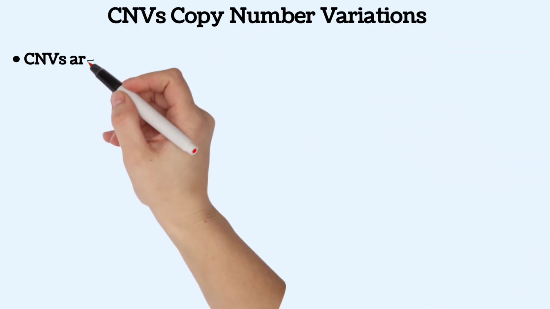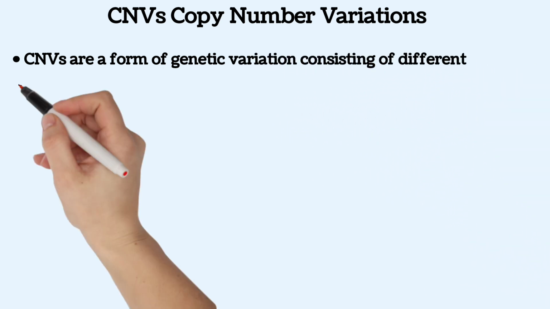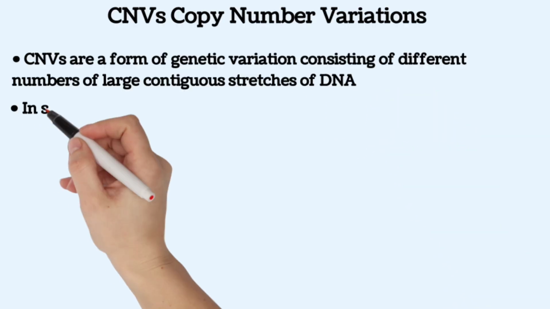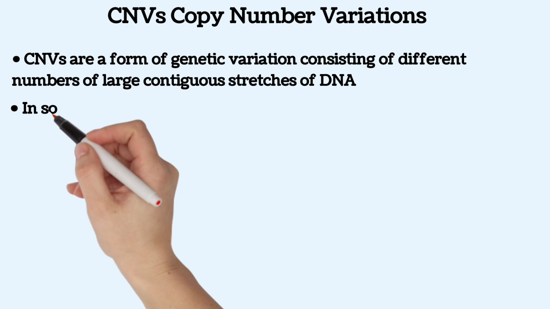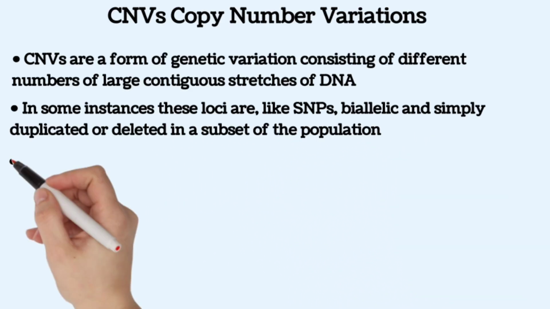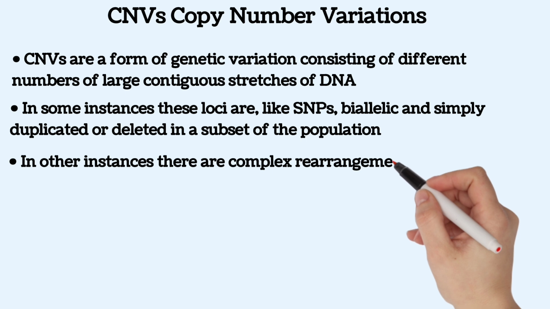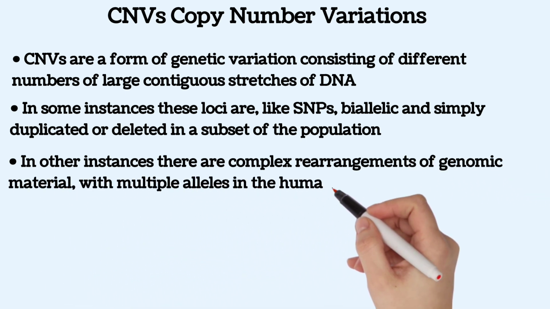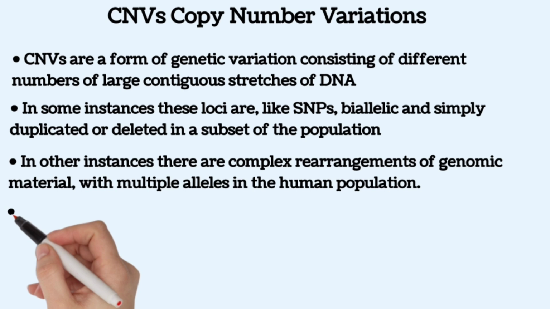Now let us study about the CNVs, which means copy number variations. As the name suggests, CNVs are a form of genetic variations consisting of different numbers of large contiguous stretches of DNA. अब इसका मतलब क्या है? Contiguous means sharing a common border. So CNVs are genetic variation which constitutes large number of contiguous stretches of DNA. Now in some cases they have the loci which are same as SNPs, means biallelic and simply duplicated or deleted in a subset of the population. And in other cases there are complex rearrangements of genomic material with multiple alleles in the human population.